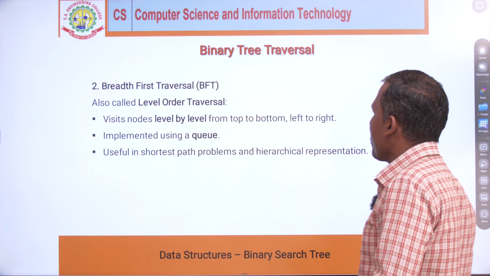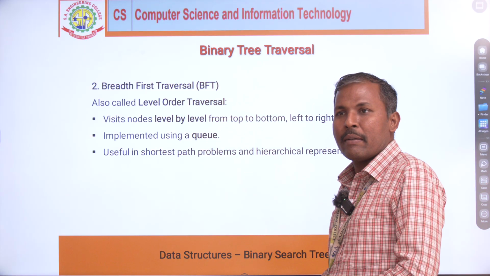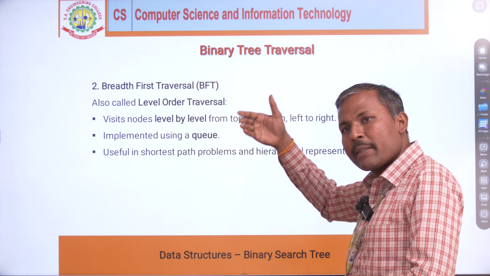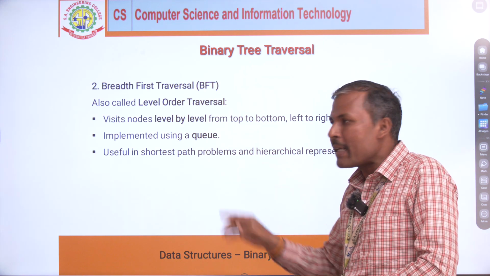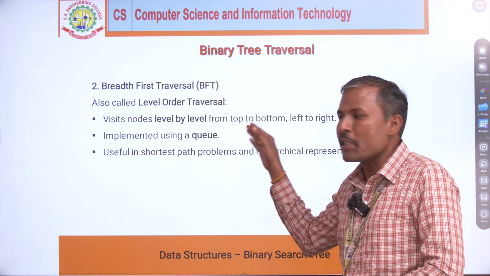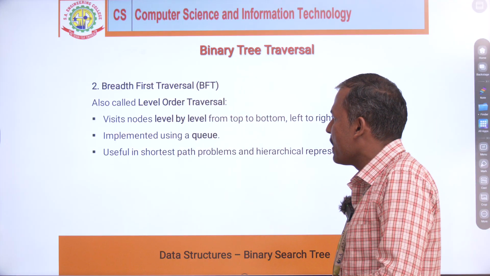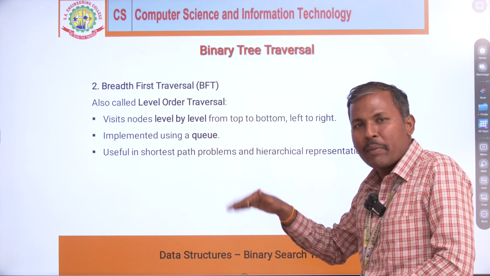What is breadth first traversal? Otherwise called level order traversal. Here, how do we visit the nodes? Nodes are visited level by level from top to bottom, left to right. This is the property of breadth first traversal. We visit nodes level by level from top to bottom, left to right.